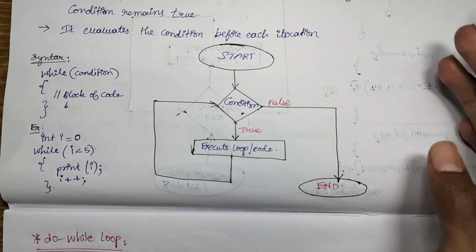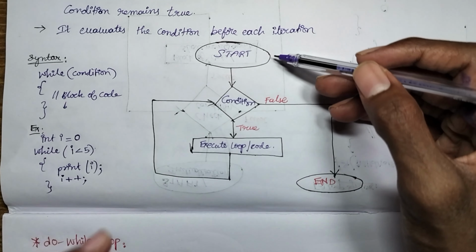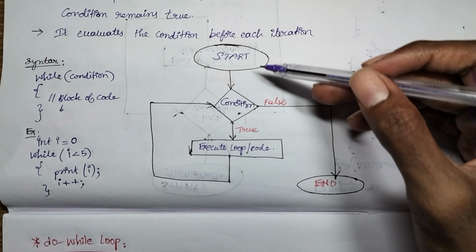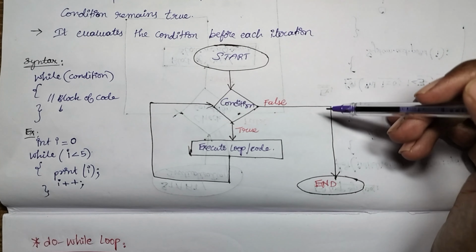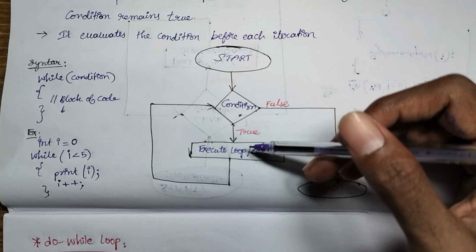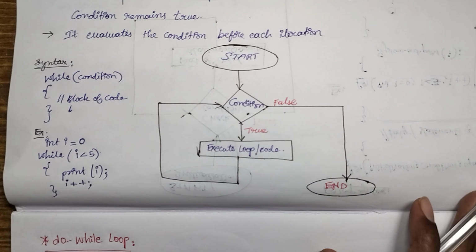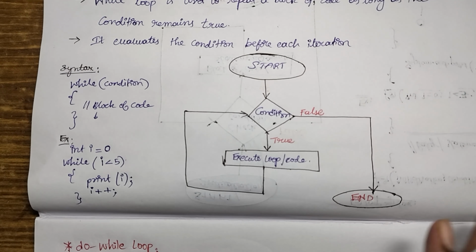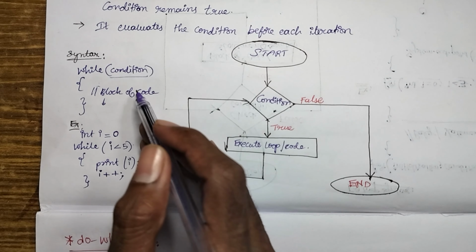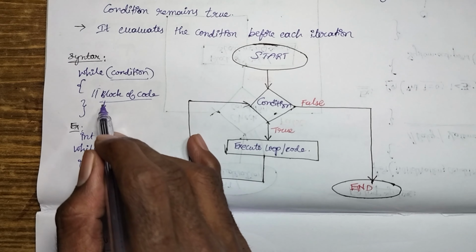If you look into the flowchart of a while loop, the start of the while loop is there, and it is followed by the condition. If the condition is false, then the loop ends, and if the condition is true, the code inside the loop is executed. The syntax for the while loop starts with while, followed by the condition, and if the condition is true, then the block of code inside the while loop will be executed.